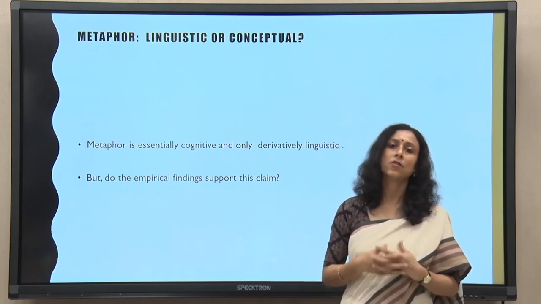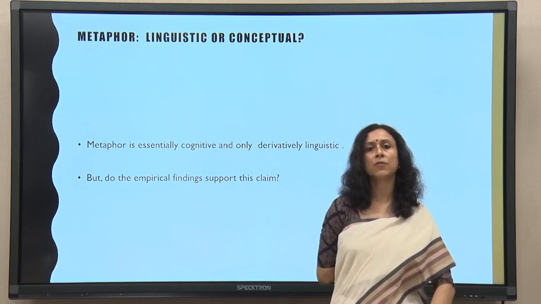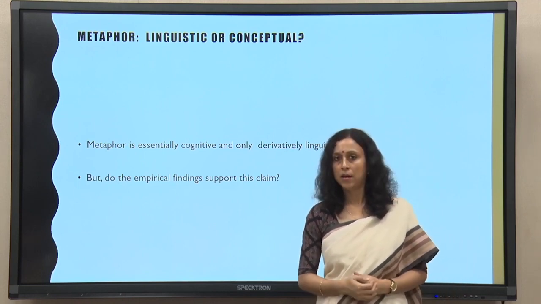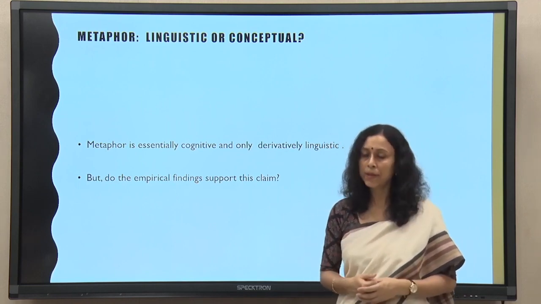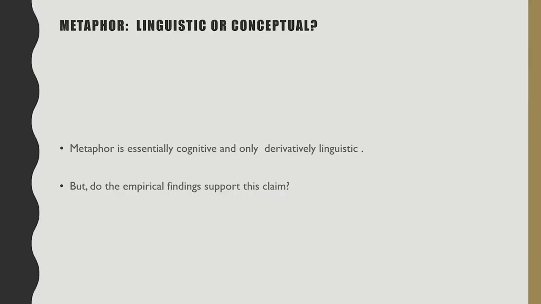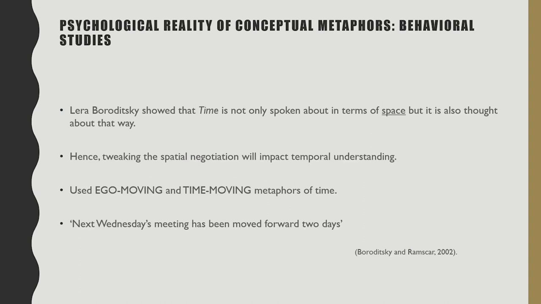Is there a way to prove that? Is there a way that the simulation we are talking about can be shown empirically? Metaphor is essentially cognitive and only derivatively linguistic, that we have agreed upon, but now we will talk about the empirical evidence, if at all there exists empirical evidence, and if it does, how does it prove that we are actually simulating, that when we talk about time in terms of space, this is actually what is happening.